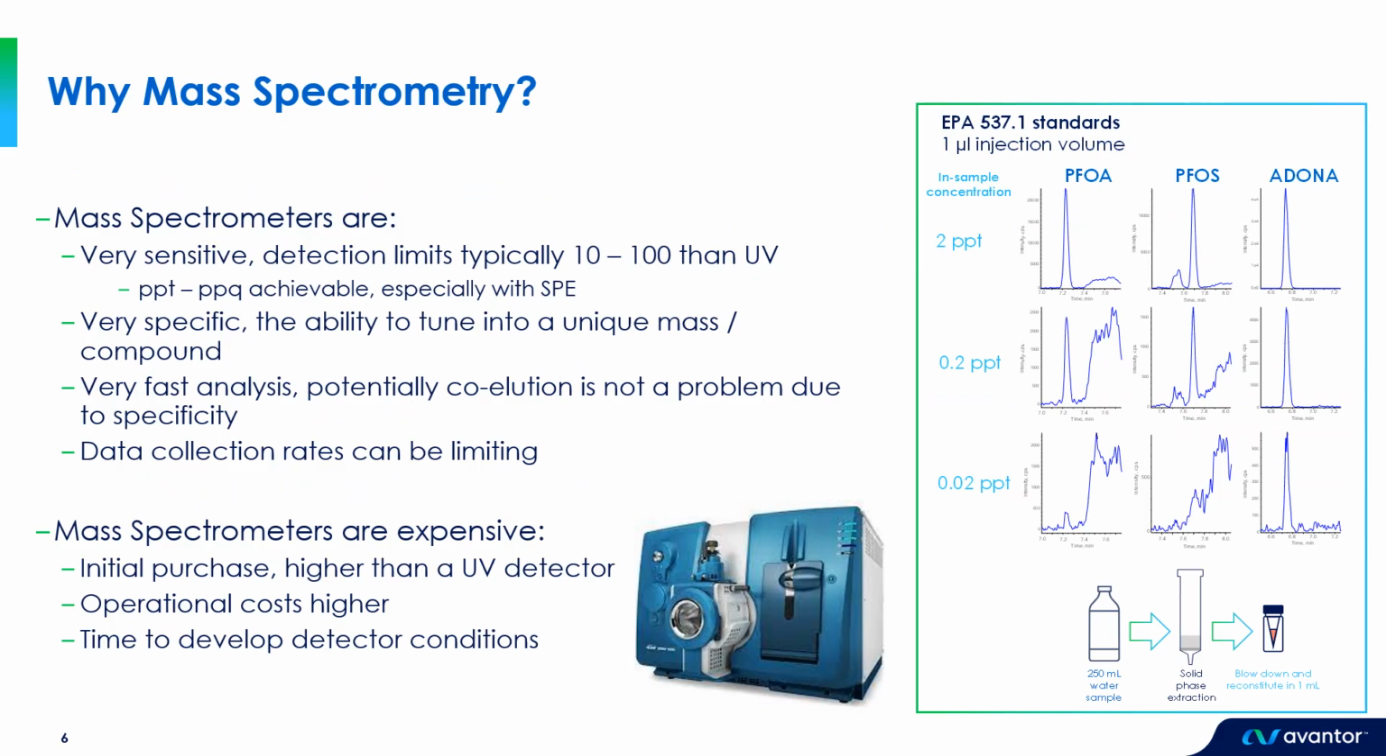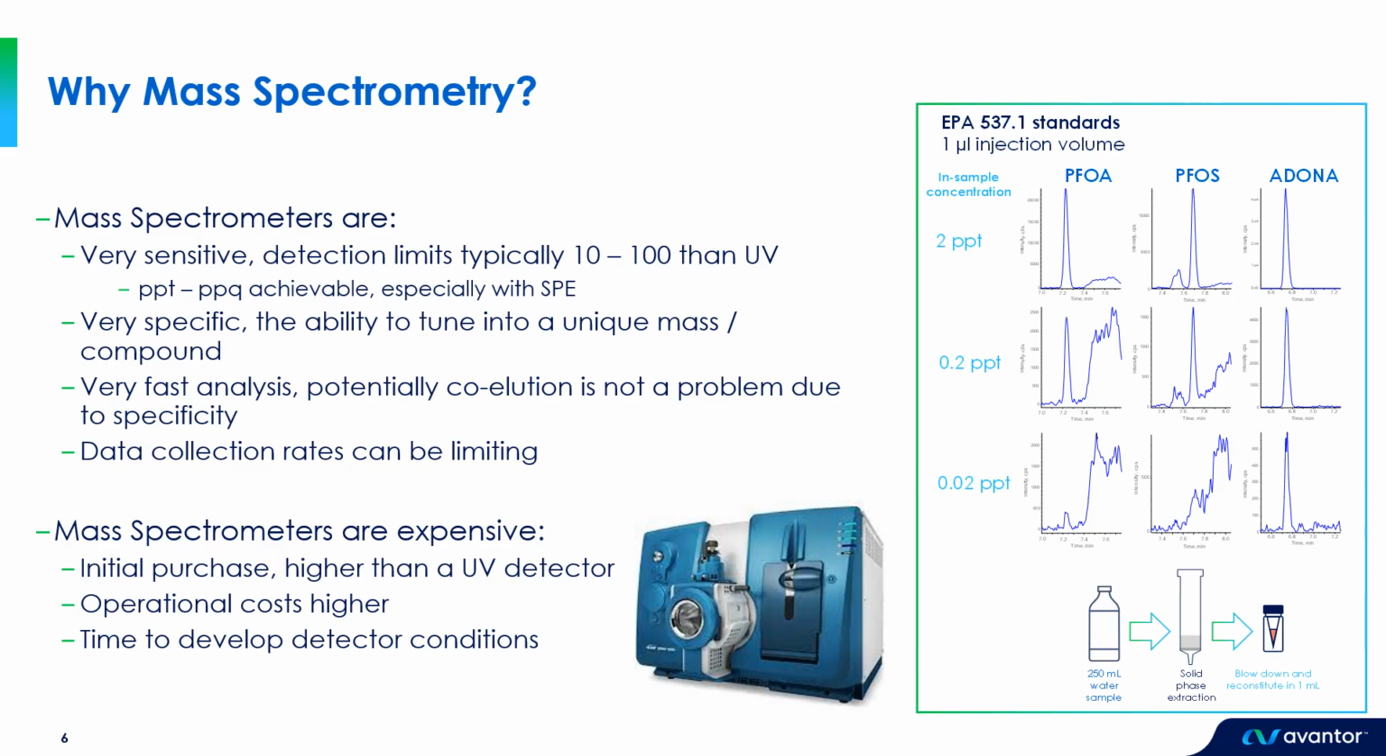Analytical methods based around LC-MS provide a powerful solution to many of these challenges. Firstly, they're very sensitive and are typically at least 10 to 100 times more sensitive than UV detectors. The data here, which we discussed in part 1, shows that parts per trillion down into the parts per quadrillion detection levels can be readily achieved, especially if we employ sample pre-concentration by using solid phase extraction.